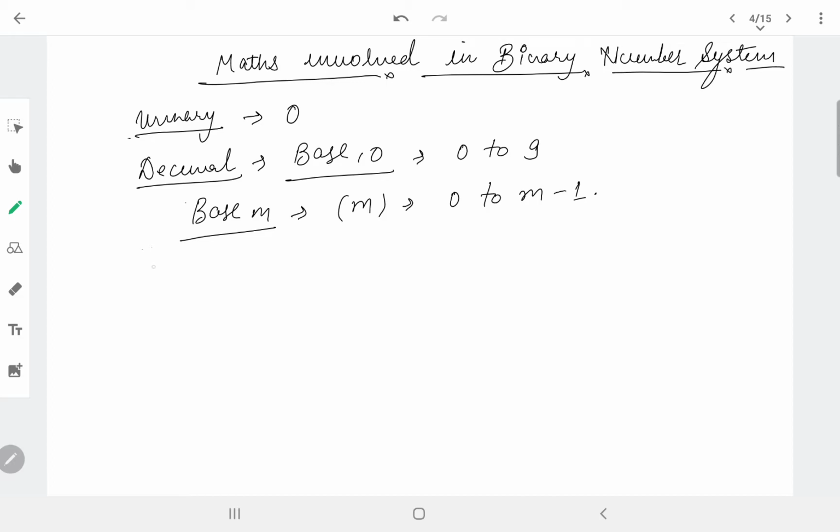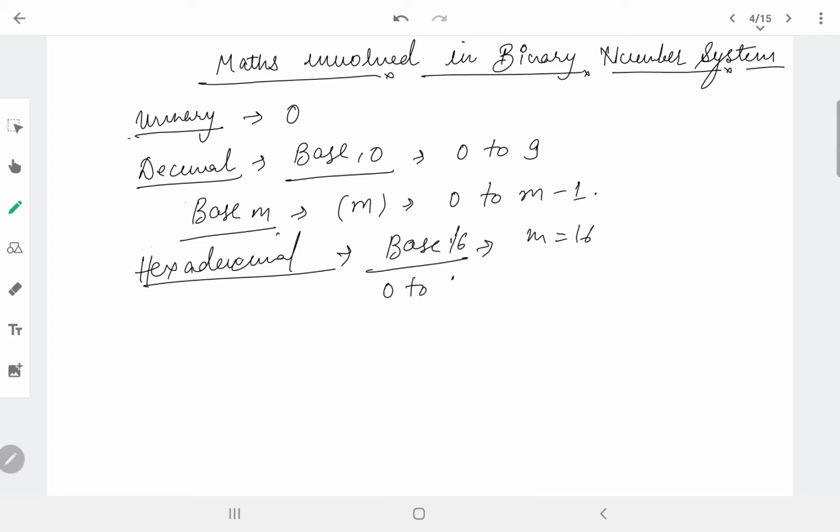Similarly, hexadecimal number systems are base 16 number systems. So here m is 16, so the symbols used are 0 to 15. But since we have only 0 to 9 symbols, for 10 we use A, 11 B, C, D and E.